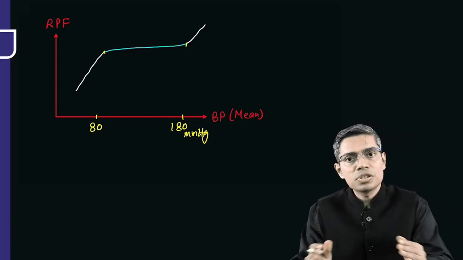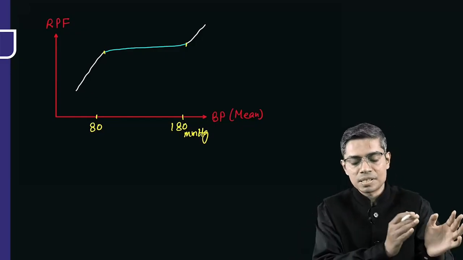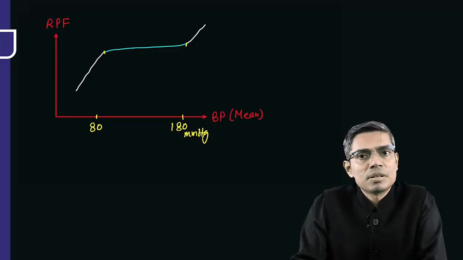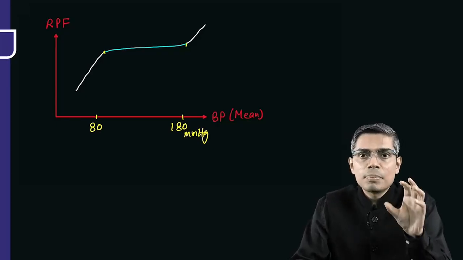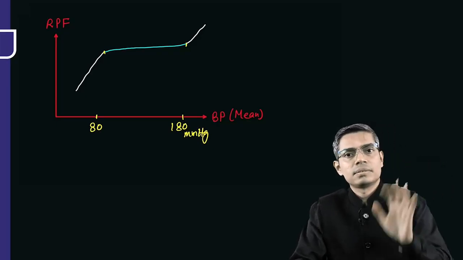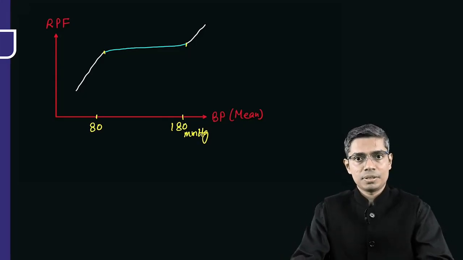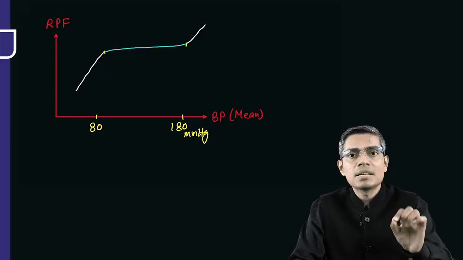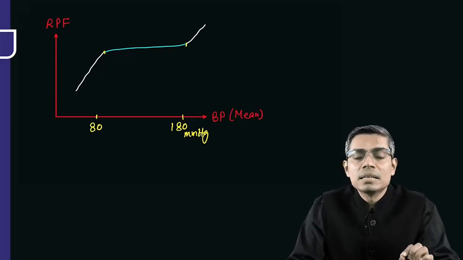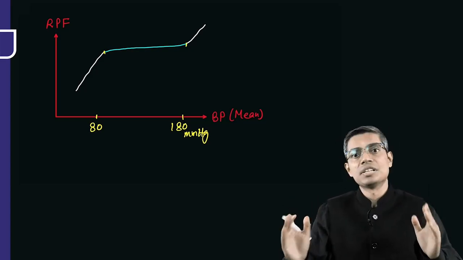Plateau means no change in renal plasma flow is occurring if your blood pressure is changing between 80 to 180 millimeter of mercury. So the kidney is maintaining a constant plasma flow irrespective of your blood pressure. That's why I told you that autoregulation means the constant maintenance of blood flow in an organ irrespective of the blood pressure, but obviously within a particular range.